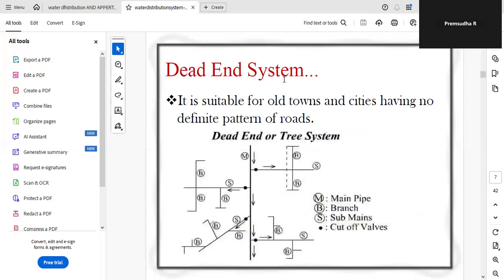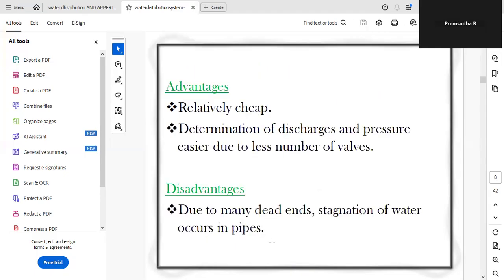The dead end system is suitable for old towns and cities having no definite pattern of roads. Here you can see there is only one main pipe, and from the main pipeline there is a sub main. From the sub main there are branches. From the main to the sub main there is only one cut-off valve. The advantages are that it is relatively cheap, and determination of discharges and pressure is easier due to fewer valves. The disadvantage is that due to many dead ends, stagnation of water occurs in the pipe.